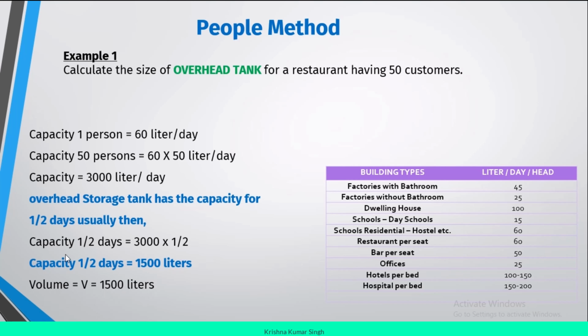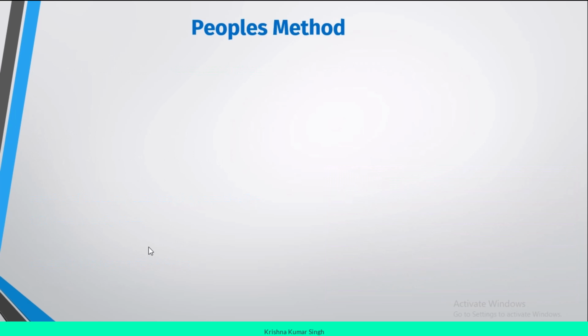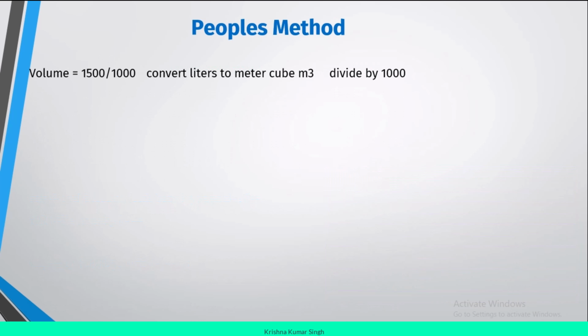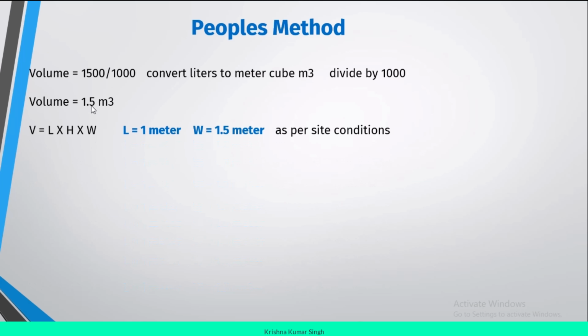Now I replace the capacity word with volume to avoid any confusion, because we know that this is basically volume, because the unit of volume are liters. So what I will do, I divide the volume with 1000 because I have to transform the units from liters to meter cube. After transforming, I will get 1.5, right? This is my volume.